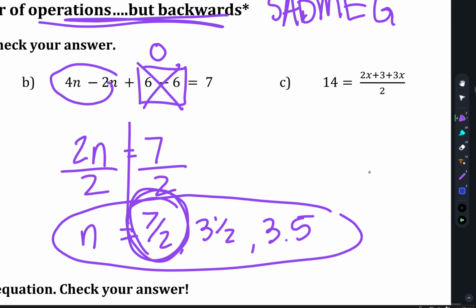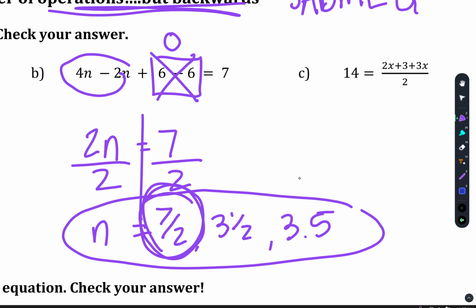Okay, look at C. Things get a little weird when we look at C. Remember, that fraction bar is telling me that these things are trapped up here. I can't move them out. But my first step is to combine like terms. I can combine them even if they're in the top like that. Okay, because I'm not trying to move anything around. So let's combine them. I see 2x and 3x makes 5x plus 3 all over 2. Again, these things are still trapped up here.